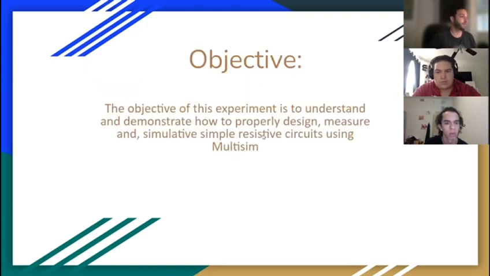The objective of this experiment is to understand and demonstrate how to properly design, measure, and simulate simple resistive circuits using Multisim. In this case, we're using Multisim Online.